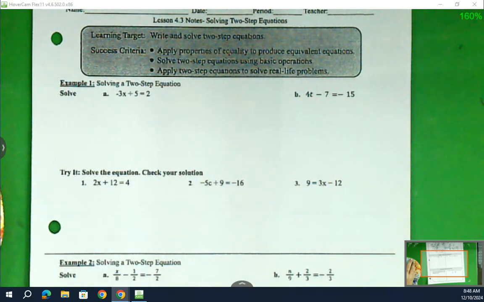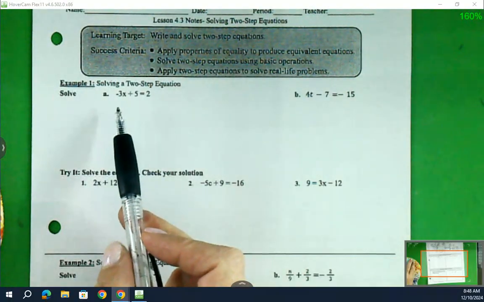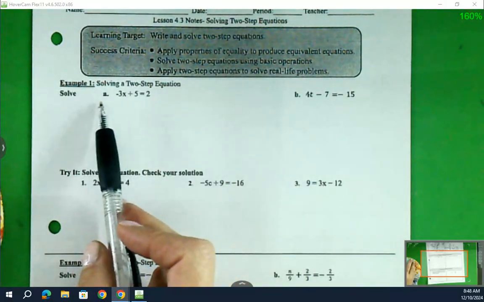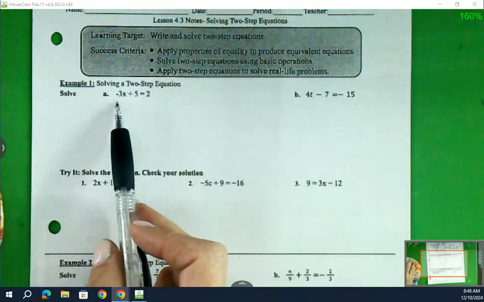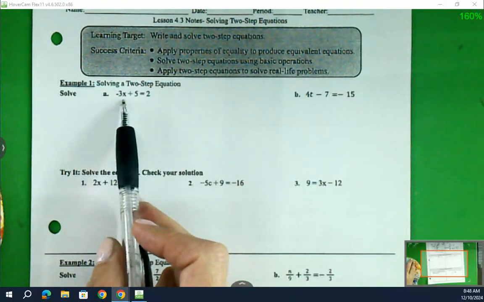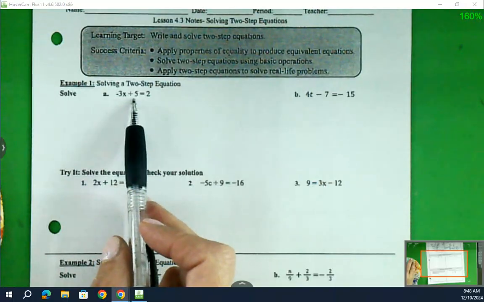Okay, this is lesson 4.3 notes on solving two-step equations. To solve two-step equations, we have to undo whatever is happening to the variable x. So in question 1a, we have negative 3x plus 5 equals 2. So x is being multiplied by negative 3 and 5 is being added to it.